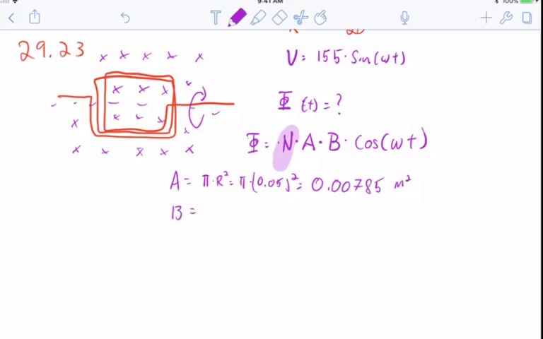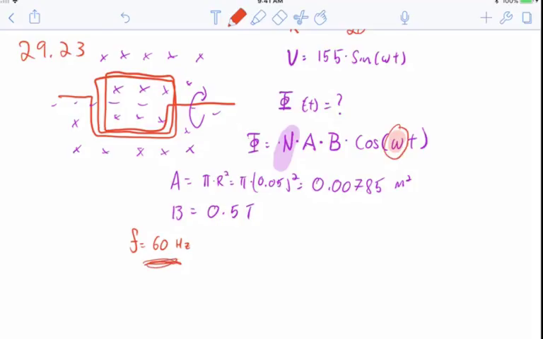A magnetic field is 0.5 Tesla. That's nice. Do I know how fast it's spinning? Do I know what omega is? And the answer is, it tells me some information here. It tells me the coil completes 60 rotations each second. So the frequency here is 60 hertz. So what would omega need to be for the thing to go around 60 times in a second? Well, if it goes 60 times in a second, then the period is 1 over 60. So the period is 0.01666 seconds.